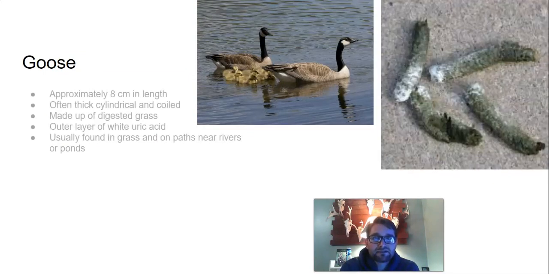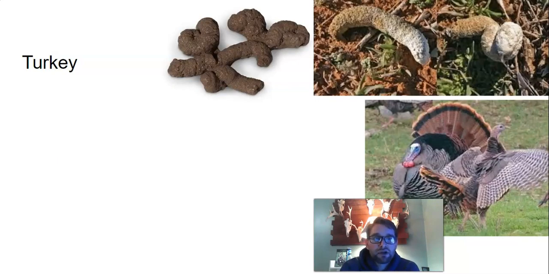Goose waste. Approximately 8 centimeters in length, often thick, cylindrical, and or coiled. It is made up of digested grass. Again, birds have just one single vent, so there's usually white uric acid that is associated with the waste that is left behind, and it's usually found in grass or on paths near rivers or ponds.